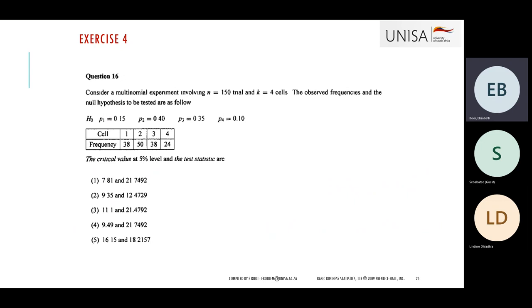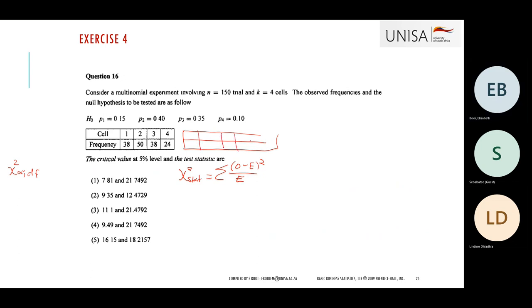So you need to be doing two things. You need to find the critical value, using alpha and the degrees of freedom, and you need to calculate the chi-square test statistic, which is the sum of your observed minus your expected, squared, divided by the expected. Therefore, it means you need to calculate your expected frequencies as well.